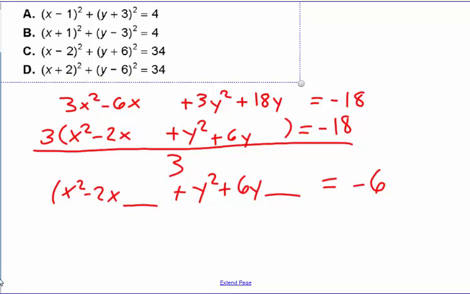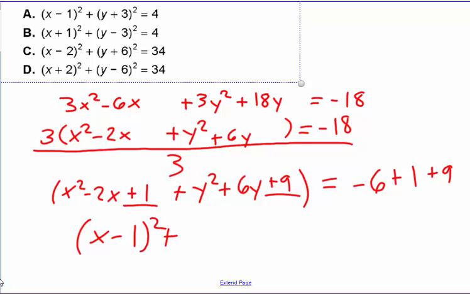And then half of 6 is 3, 3 squared is 9, so we need to add a 9 to both sides. And I forgot my parentheses. So now we know this factors to (x − 1)² + (y + 3)² = 4.